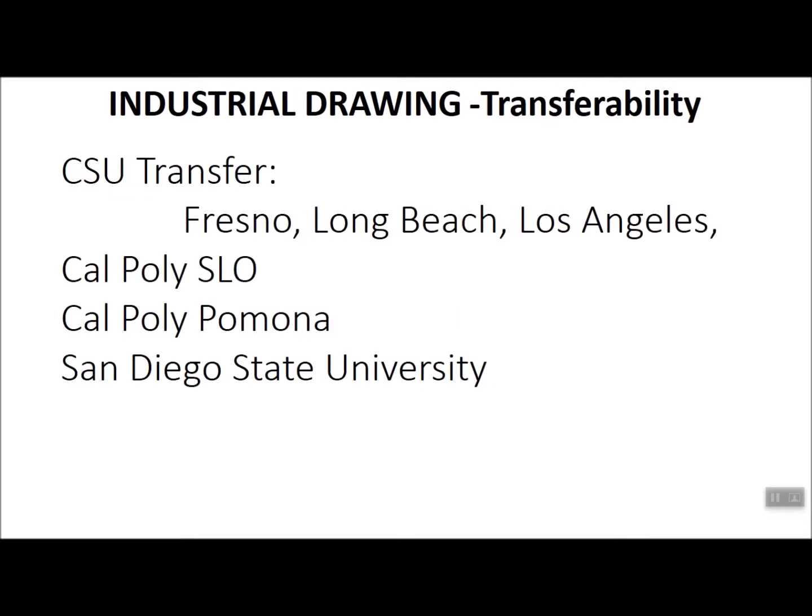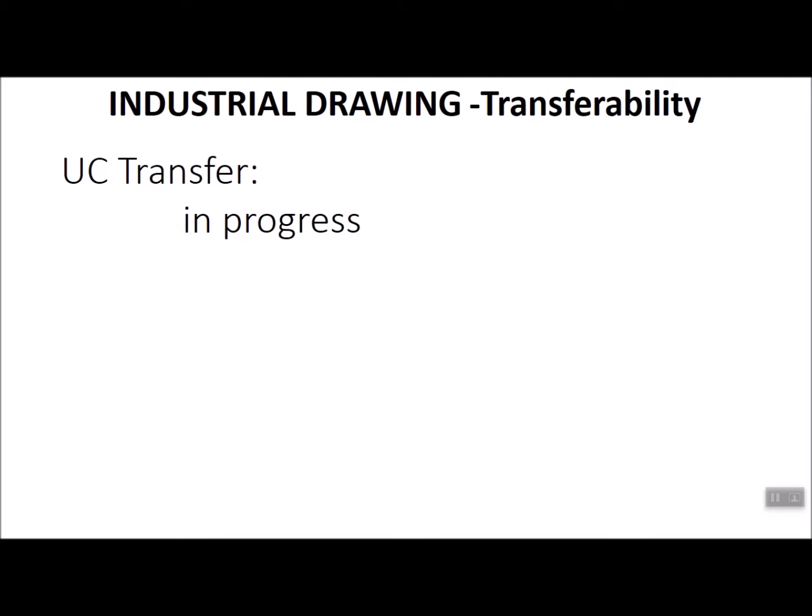Currently we have CSU transfer, specifically at Fresno, Long Beach, Los Angeles, Cal Poly SLO, Cal Poly Pomona, and San Diego State. All have agreed that at least one or more of our classes fulfills requirements on their campus and are easily translated back and forth in order to award credit. Currently in progress, we are working on UC transfer credit.